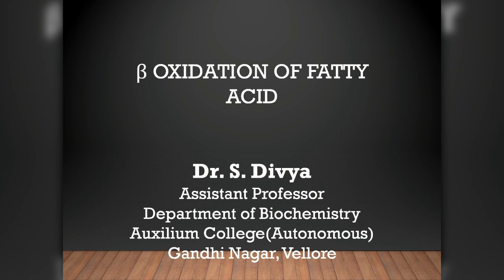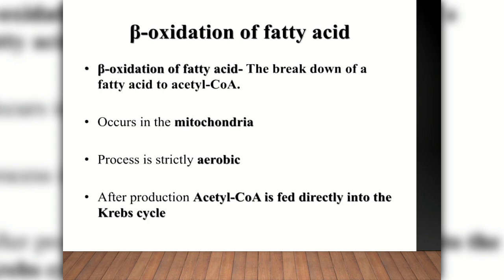Hello everyone, the topic for today's discussion is beta oxidation of fatty acid. Beta oxidation of fatty acid is the breakdown of a fatty acid to acetyl-CoA. It occurs in the mitochondria, and this process is strictly aerobic. After production, acetyl-CoA is fed directly into the Krebs cycle.